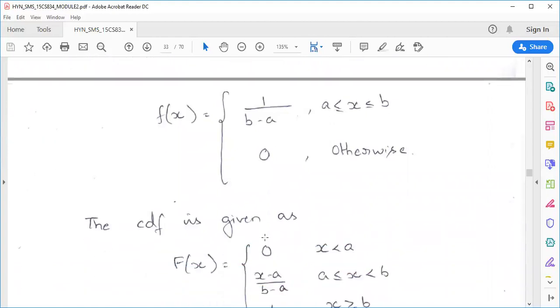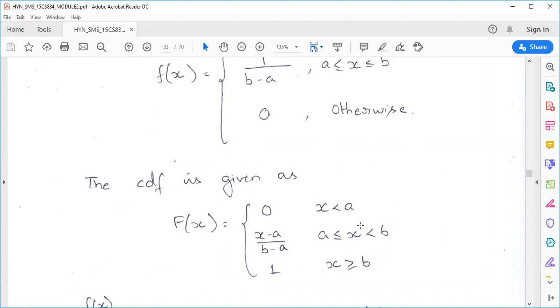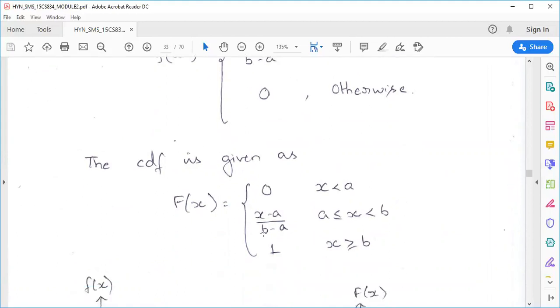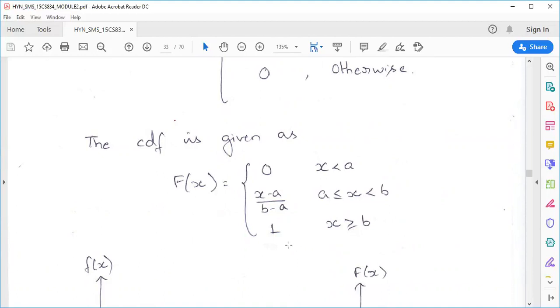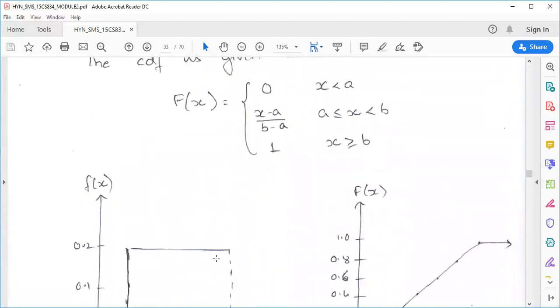The cumulative distribution function is given by capital F of x. Capital F is used to denote the cumulative distribution function. So capital F of x is equal to 0 if x is less than a, and it is x minus a divided by b minus a for a less than or equal to x less than b, and it is 1 for x greater than or equal to b, right? So these are the 2 formulas for uniform distribution.